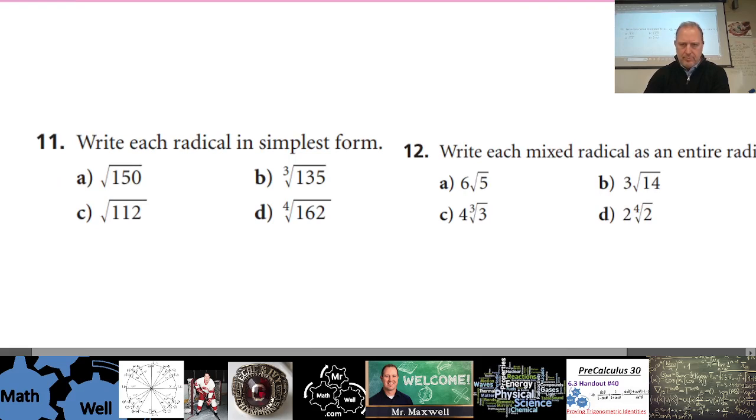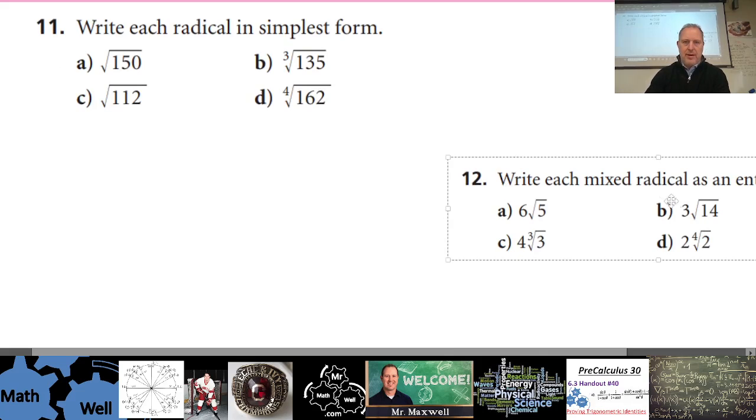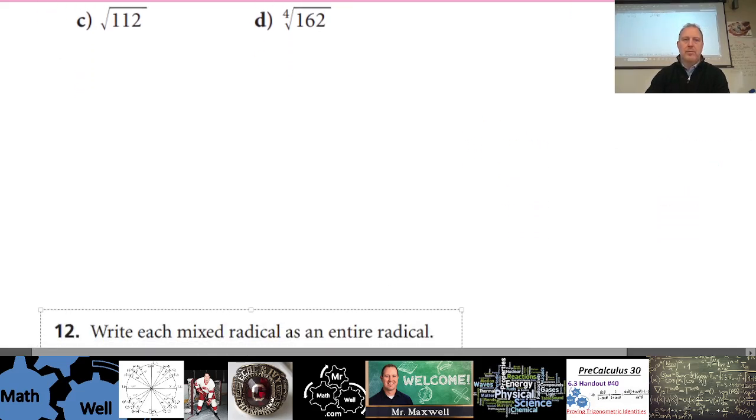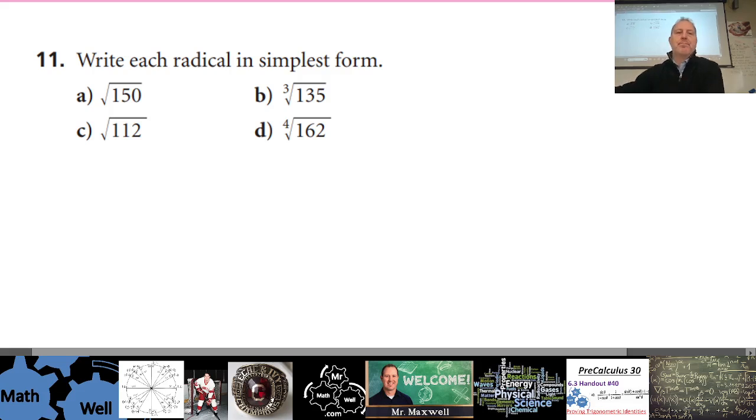Okay. The final two types of questions here for you today. Write each radical in simplest form. So that's going to be the number 11 there. I'll put this down here maybe. All right. So 11a, root 150.